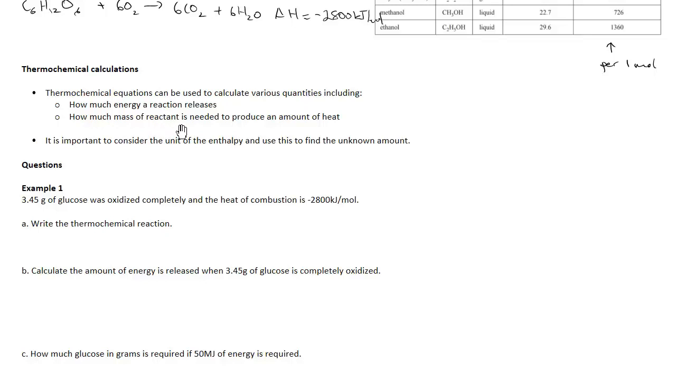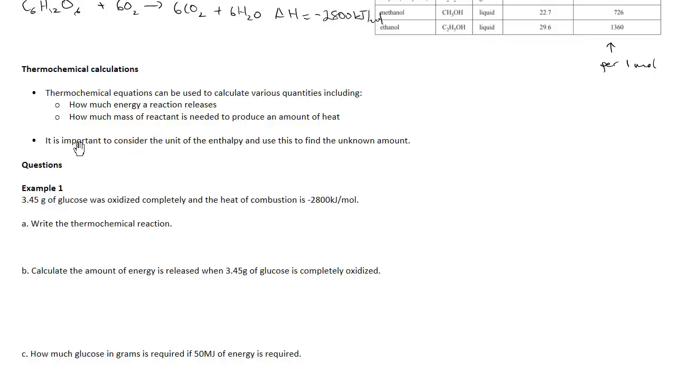Another quantity is how much mass of a reactant is needed to produce an amount of heat. In these kinds of cases, you know the energy that you want to attain, but you don't know how much of the material is required.